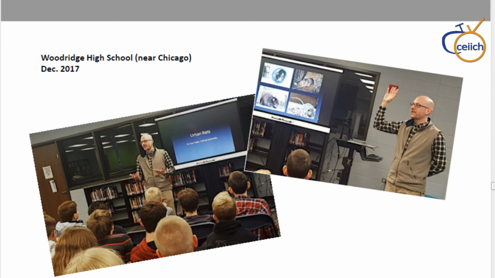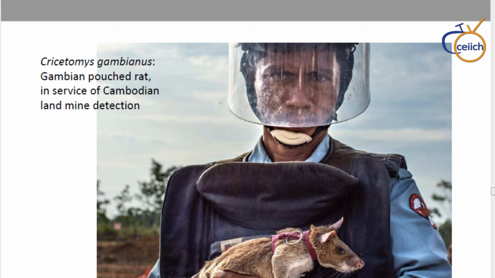And one way I made that point was by telling them about the Gambia pouched rat that is put to work in Cambodia to help detect landmines. Of course, Cambodia still has a lot of landmines that cause a lot of injuries and deaths. Because the Gambia rat is light enough, even though it's a big rat, it doesn't set off the landmines, and it's trained to be able to detect, because of the smell of the shrapnel and whatnot. So there's an organization, Apopo, that trains these rats, and there he is, a specimen on the fields of Cambodia doing his job.